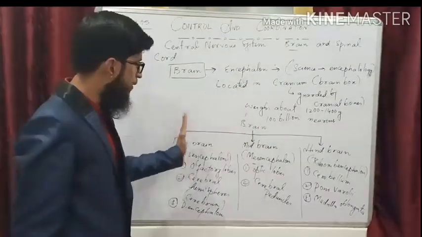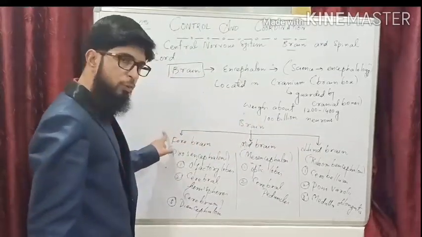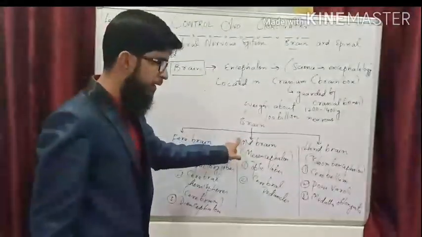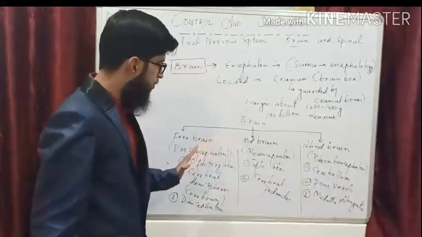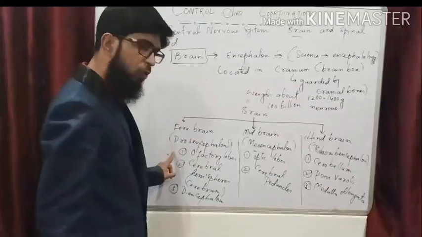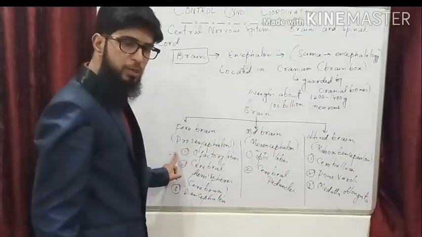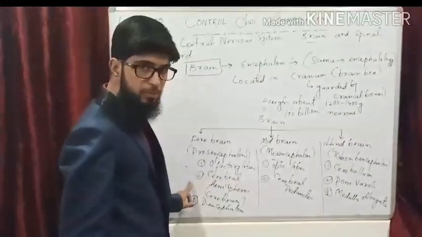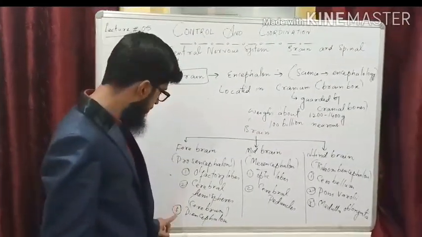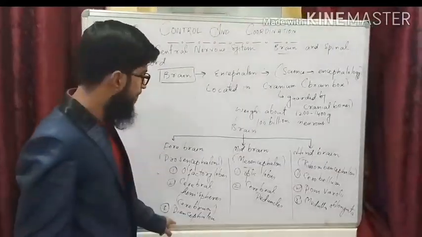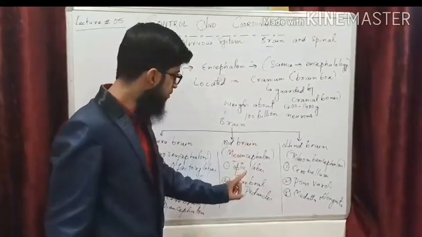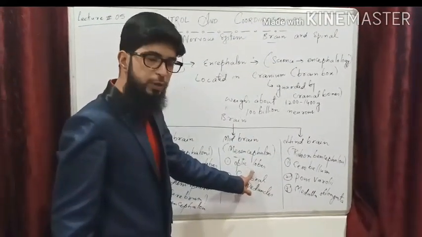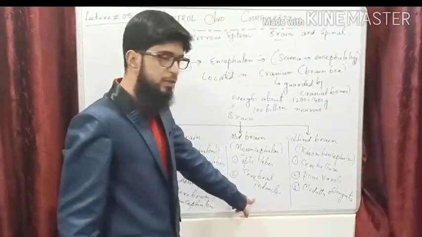The brain is divided into three main parts: forebrain, midbrain, and hindbrain. The parts of the forebrain are the olfactory lobes, which are two in number, the cerebral hemispheres, or simply the cerebrum, the largest part of the brain, and the diencephalon. The midbrain has two parts: the optic lobes, which are also two in number, and the cerebral peduncles.